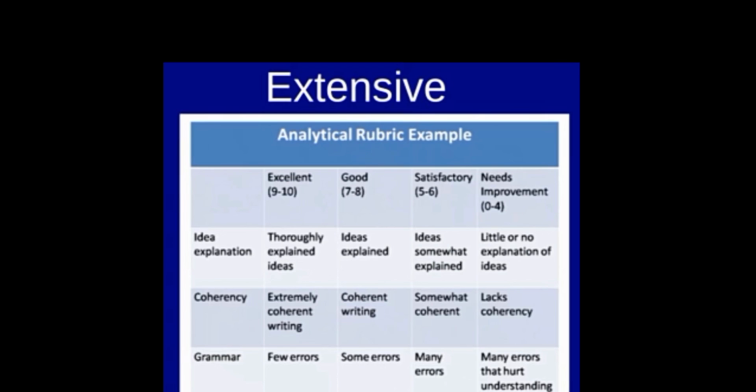So here is an analytical rubric that is filled out, and the student is being graded on 3 different traits here: ideas, explanation, coherency, and grammar. And to get excellence, this is what they have to do with their ability to explain ideas. For coherency, this is what they have to do, etc. And for grammar, etc. And you can see here, as we go from left to right, the scores go down. They go from excellent to needs improvement. And inside each box, the student gets an idea of how well they were doing. As you can see here, the analytical rubric allows for better feedback. The student gets a greater sense of how they're doing, not just in general, but on specific traits.